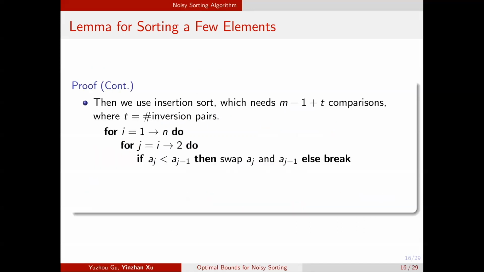Then we will use insertion sort, whose pseudocode can be found here. And the benefit of insertion sort is that it only needs m minus 1 plus t comparisons, where t is the number of inversion pairs. If we apply insertion sort after we apply the previous sorting that has error probability 1 over poly m, then the expected number of inversion pairs can also be bounded by 1 over poly m.